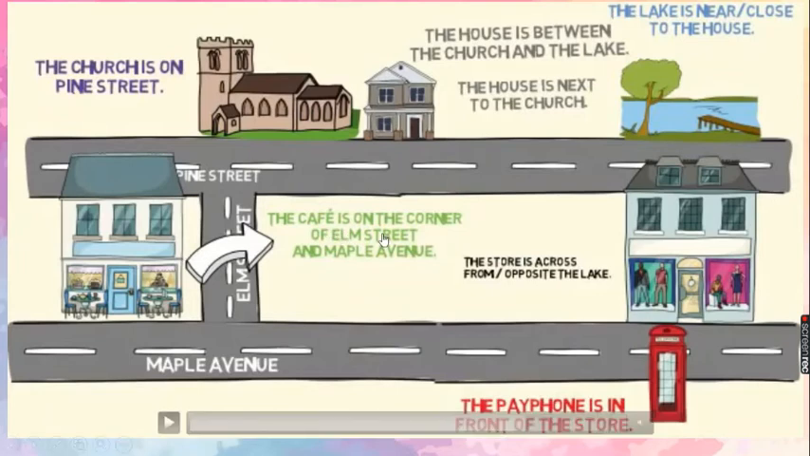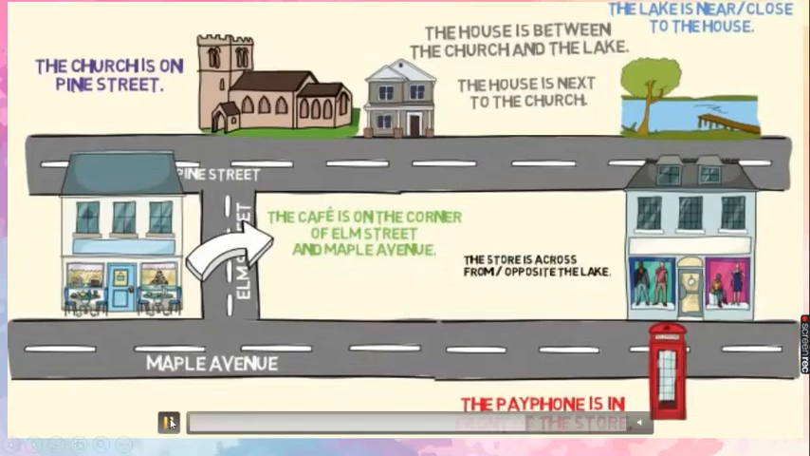So we say the word corner. We're not using any other buildings to say the position, but we say this is corner. Corner, another corner. I believe we already talked about corner before. So the cafe is on the corner of Elm Street and Maple Avenue. This is Elm Street. This is Maple Avenue. It's on the corner. Let's move on.